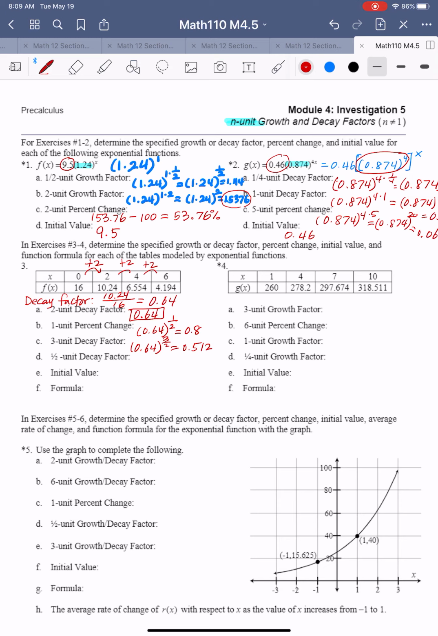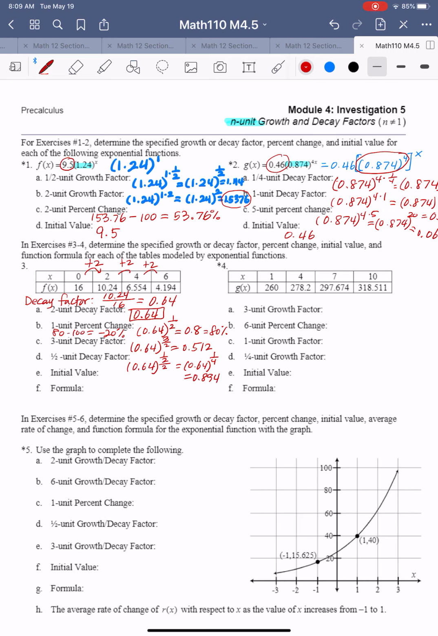Okay, 1 unit growth factor to change to the, which is the same as 80% for the B, and then 80 minus 100, which is about negative 20%. And then half unit decay factor, which is 0.64, actually the 1/2 of 2, which means 0.64 to the 1/4 power. So 0.64 to the 1/4 power is 0.894.